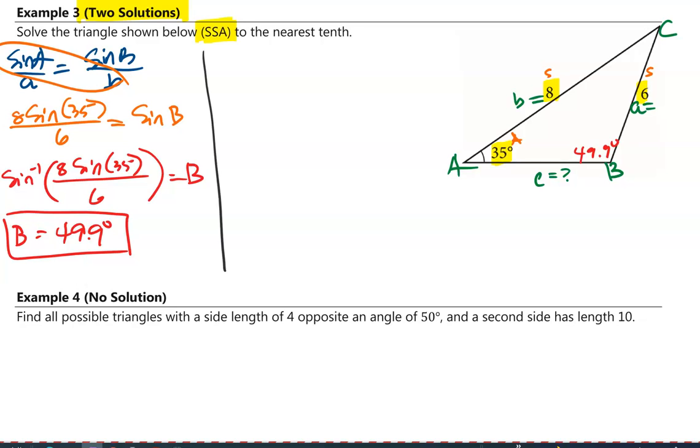Check if there is one solution or two solutions. So after we solve for B, just like what we did for example number 2, 180 minus 49.9 is equal to 130.1, and then we try to subtract from 180 the 35 and 130.1, and this is equal to 14.9, which is a positive, so that's why there are two solutions.